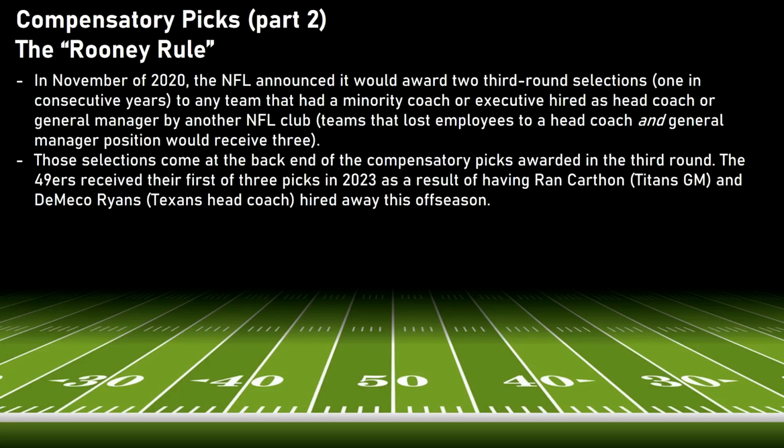To any team that has a minority coach or executive hired as a head coach or a general manager by another NFL club, teams that lost employees to a head coach and general manager position would receive 3. So both. And those selections come at the back end of the comp picks awarded in the third round. The 49ers received their first of 3 picks in 2023 as a result of having Ran Carthon, Titans GM, and DeMeco Ryans, Texans head coach, hired away in the offseason.